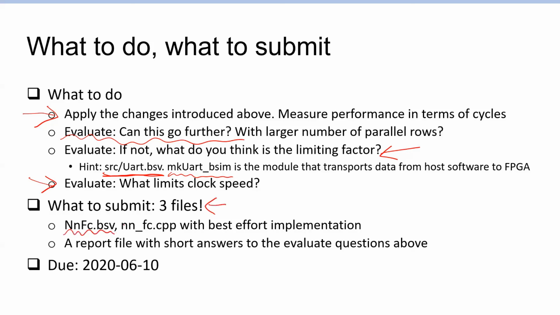Your modified nnfc.bsv, and your modified nnfc.cpp with your best effort implementation, which would be pretty much the answer to this one. If you actually discover the limiting factor, and if you actually figure out a way to fix it, that would be awesome. If you actually go beyond this approach and reach higher performance, I guess that would pretty much be an automatic A+. But that's not an expected part. That's not an expectation for this lab anyways.